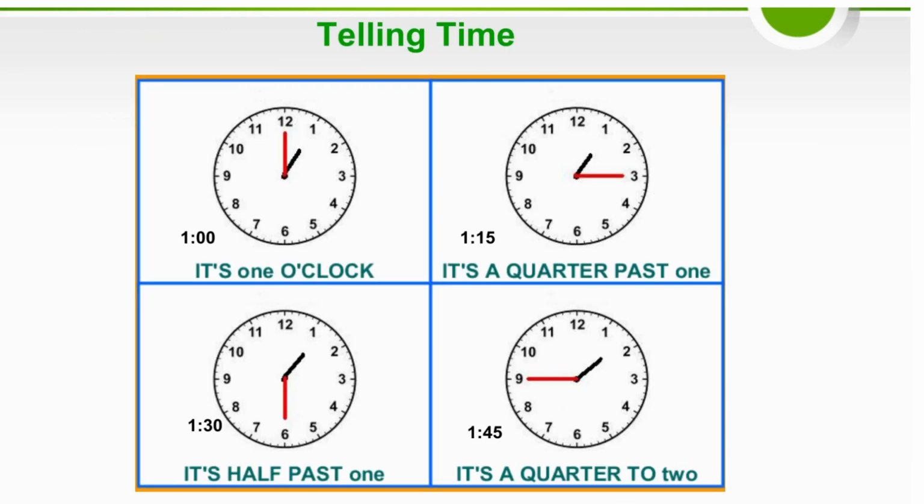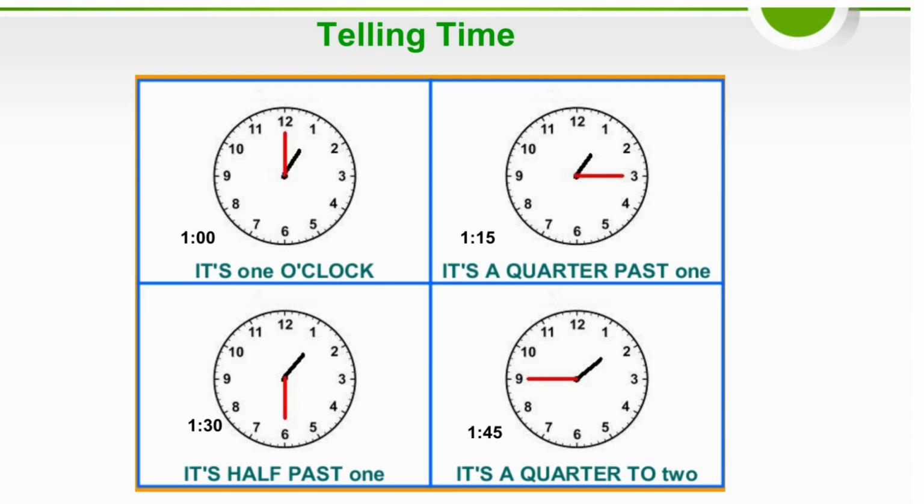Telling time. When this short black hand is on 1 and the long hand which reads minutes is on 12, that is o'clock. So now the short hand is on 1, we say the time is 1 o'clock. The short hand could be on any other number such as 2, 3, 4, 5, while the long hand is on 12, then it is o'clock. It could be 1 o'clock, 2 o'clock, 3 o'clock, 4 o'clock.